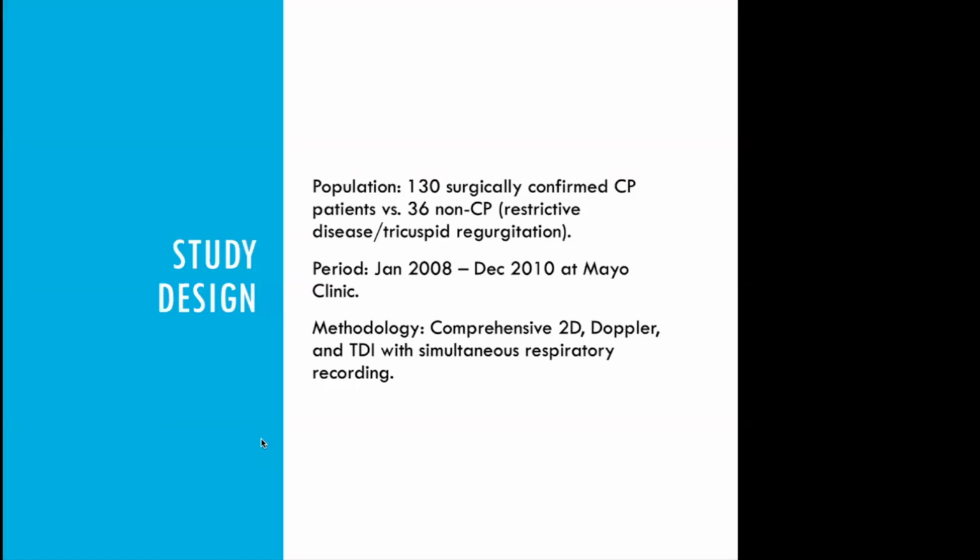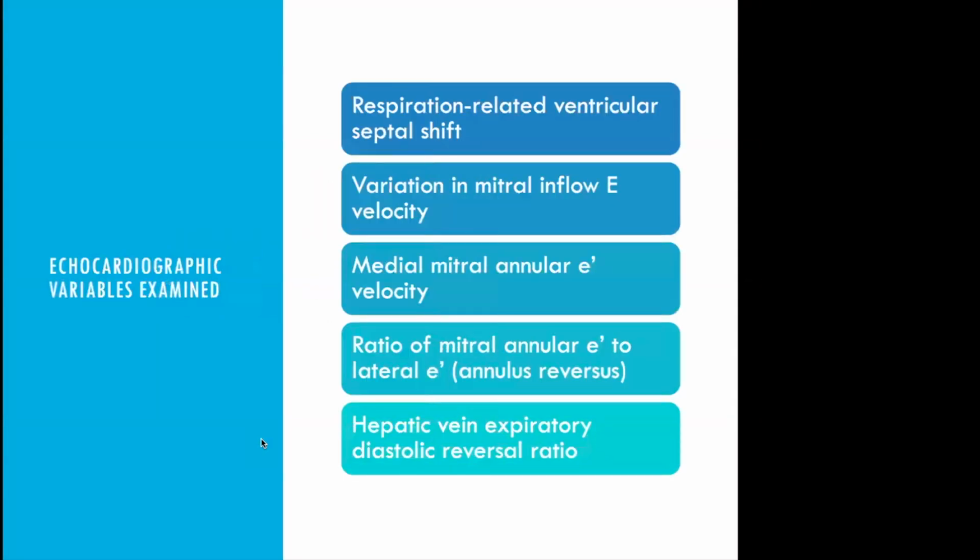They used 2D echo, Doppler, and tissue Doppler with simultaneous respiratory recording in their study. The echocardiographic variables that they examined were fivefold. So respiration-related ventricular septal shift, the variation in mitral inflow E velocity, the medial mitral annular E prime velocity, the ratio of the mitral annular E prime to lateral E prime, also known as annulus reversus, and then the hepatic vein expiratory diastolic reversal ratio.